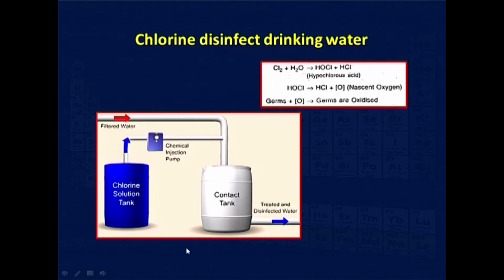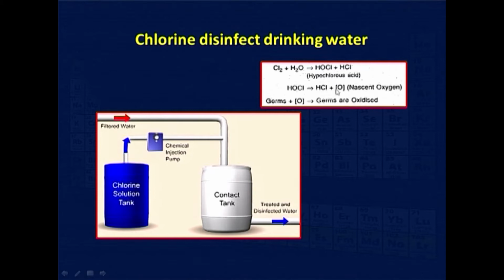This is the setup for the treatment of water for disinfection. It is the chlorine solution tank which has been attached to the tank of water. This is the supply of the water, and after that the chlorinated water can be collected through the outlet. This is the reaction of chlorine with water, forming hypochlorous acid. This hypochlorous acid is converted into nascent oxygen, and this nascent oxygen is going to kill the germs.